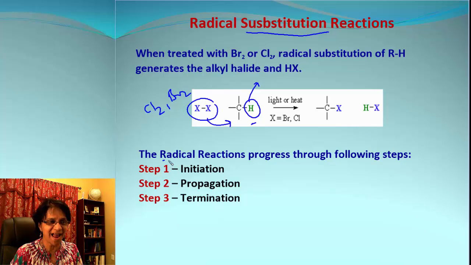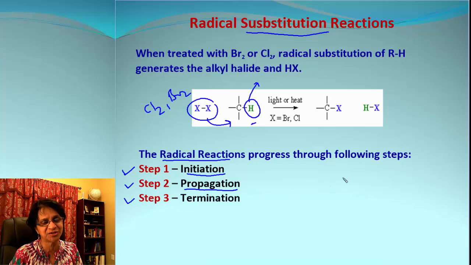These radical reactions progress through a couple of steps, and these are the important steps. We have step 1, initiation of the reaction, step 2 is propagation, and step 3 is termination. So let's find out more details about each of these.